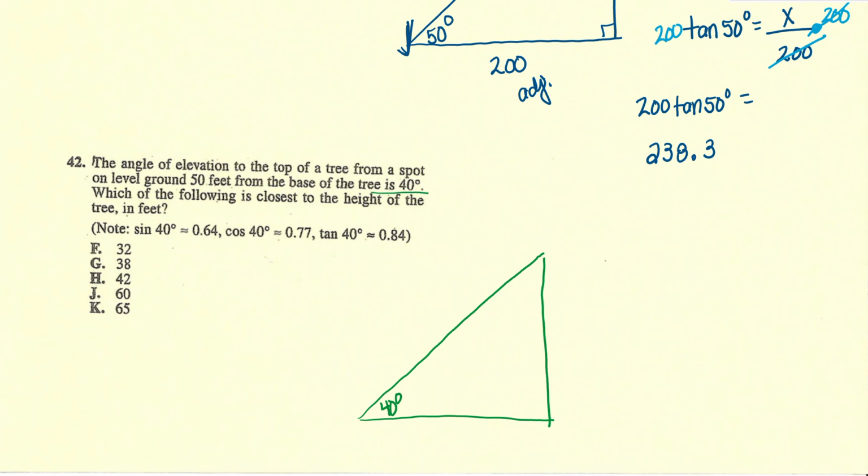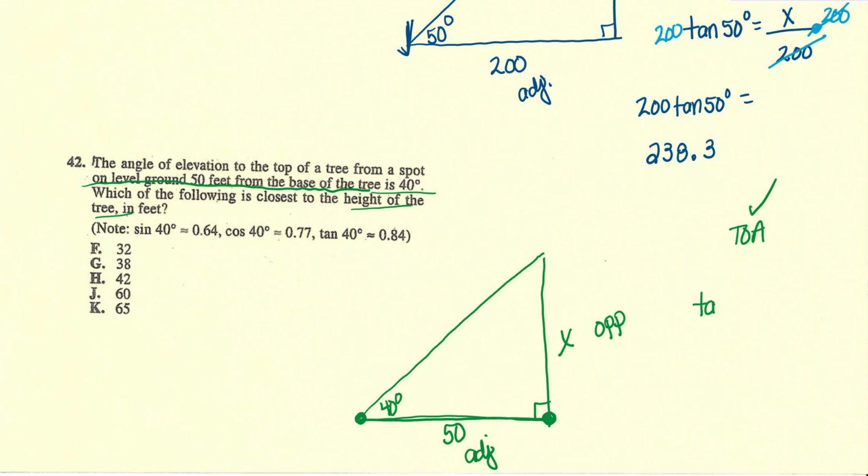So the angle of elevation is 40 degrees, but it says to the top of a tree from a spot on level ground 50 feet from the base of the tree. So that's important for me to know that from the tree base to here was 50 feet. The question says, what's the height of the tree? So I want x, the height of the tree. Once again, we have the opposite and we have the adjacent. So that's going to be our TOA, opposite and adjacent.